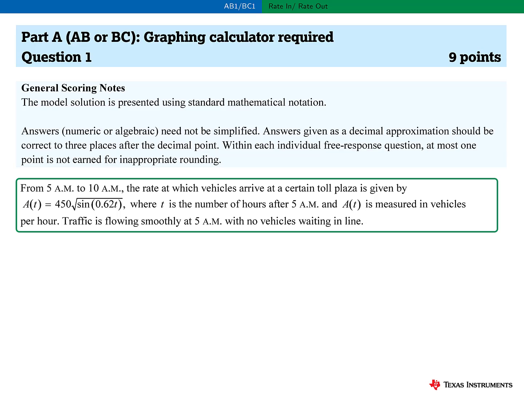Well, this question is calculator active, and it involved vehicles arriving at a toll plaza. We are given the rate at which vehicles arrive at the toll plaza, and we know that no vehicles are waiting in line at 5 a.m. or at t equals 0.